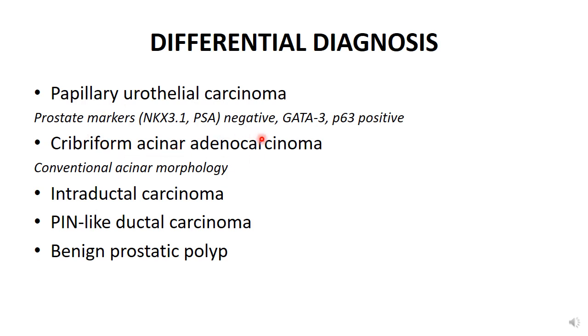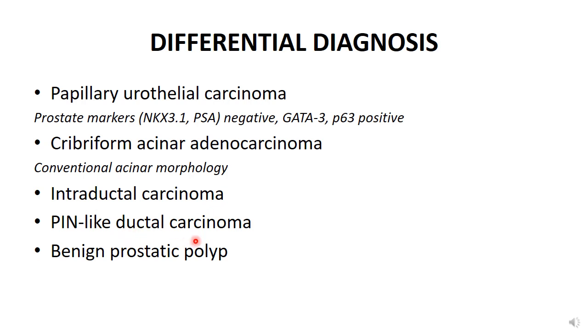Cribriform acinar adenocarcinoma has more conventional acinar morphology. Both of them are considered Gleason pattern 4 or 5 associated with necrosis. So the distinction from a biological point of view is less significant. Intraductal carcinoma and ductal adenocarcinoma are often confused as one entity, but keep in mind that both can coexist, but they are not the same entities. And I will talk more about that.